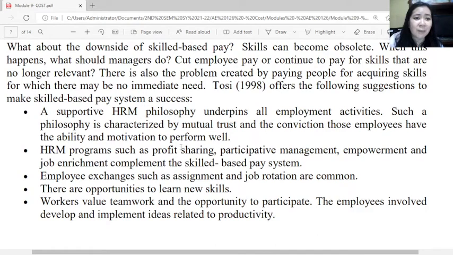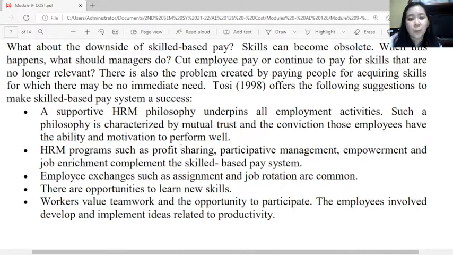So what about the downside of the skill-based payment system? Skills can become obsolete. When this happens, what should managers do? They cut employee pay, or they continue to pay for skills that are no longer relevant. That's a lot of cost. There is also the problem created by paying people for acquiring skills for which there may be no immediate need.